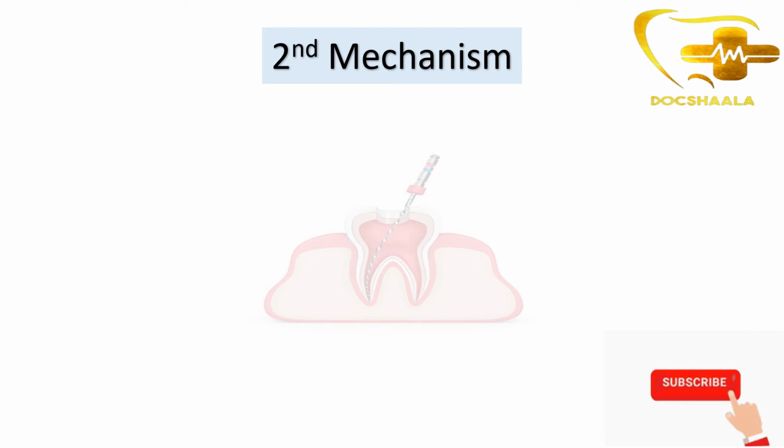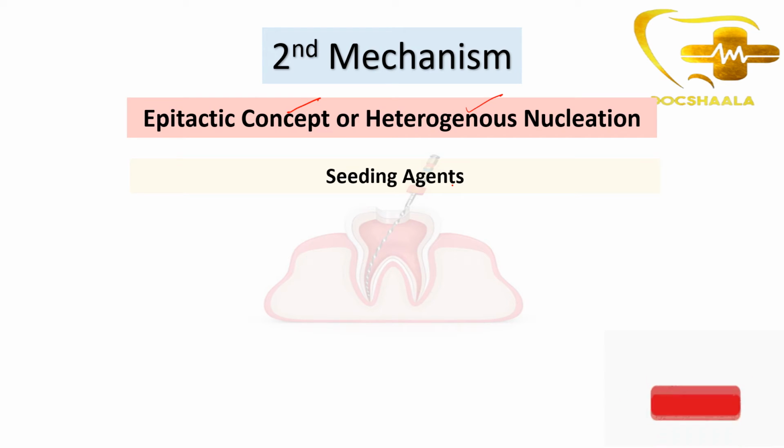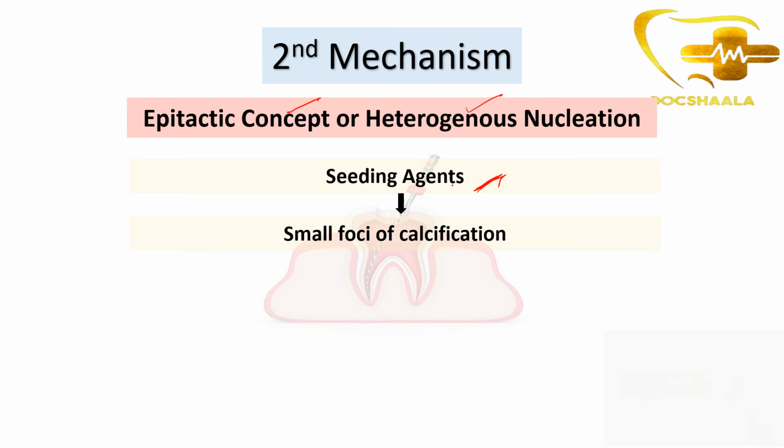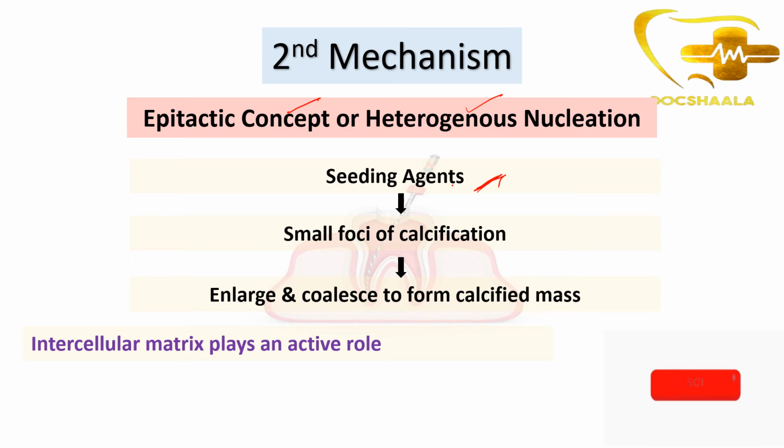Then the second mechanism is the epitactic concept or heterogeneous nucleation. The second mechanism also has another name. It is the epitactic concept or heterogeneous nucleation. So in this mechanism, the main thing is we have some seeding agents. Okay, so what these seeding agents do is they form small foci of calcification, then they enlarge and coalesce to form calcified mass. So this is how the second mechanism helps in mineralization of plaque.